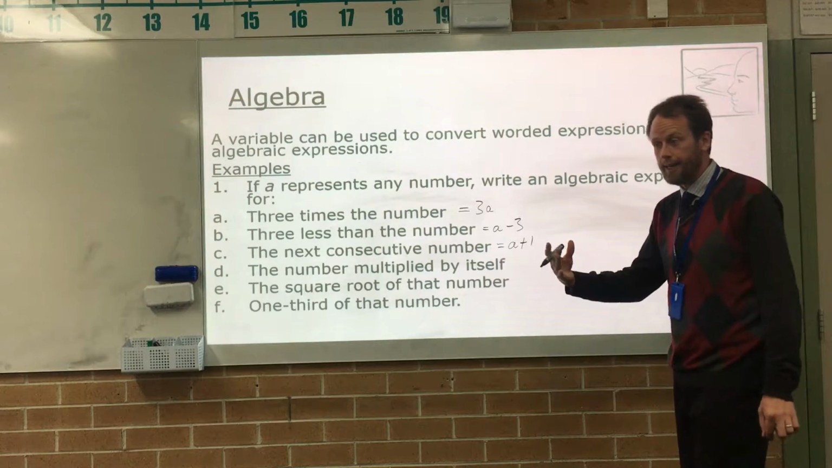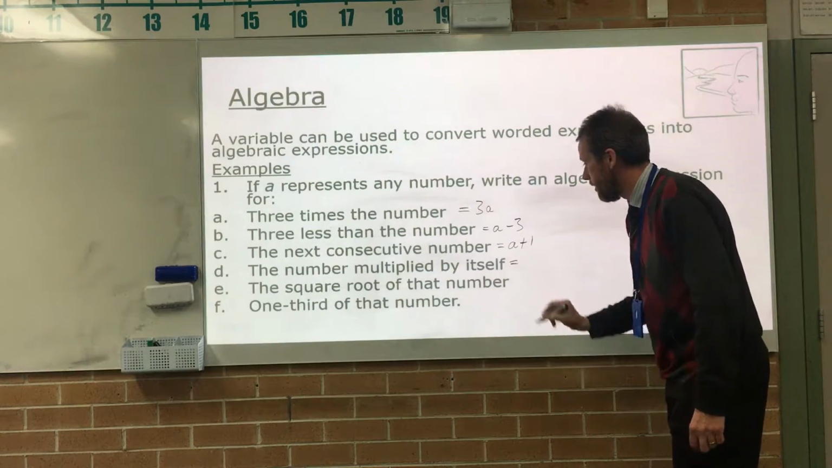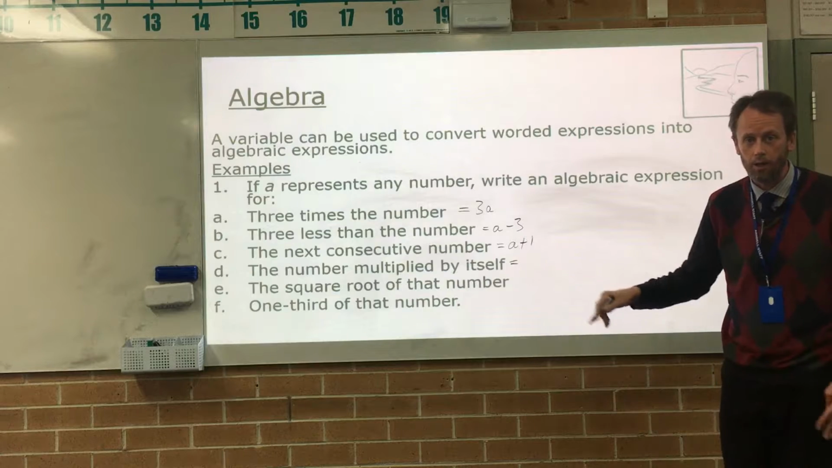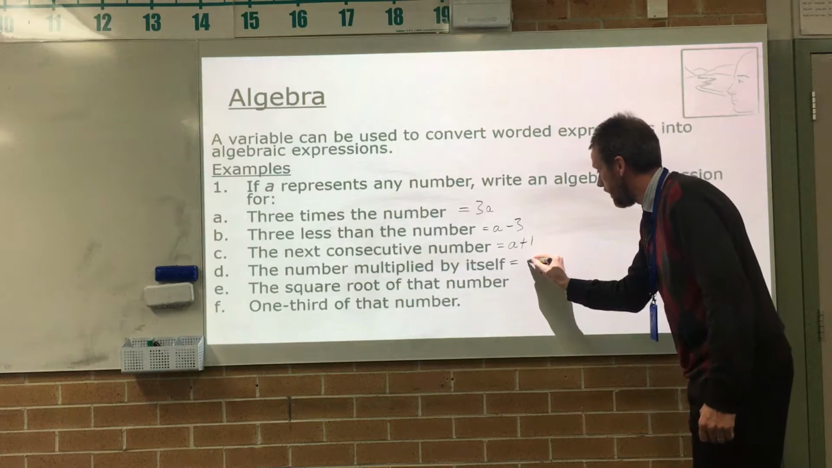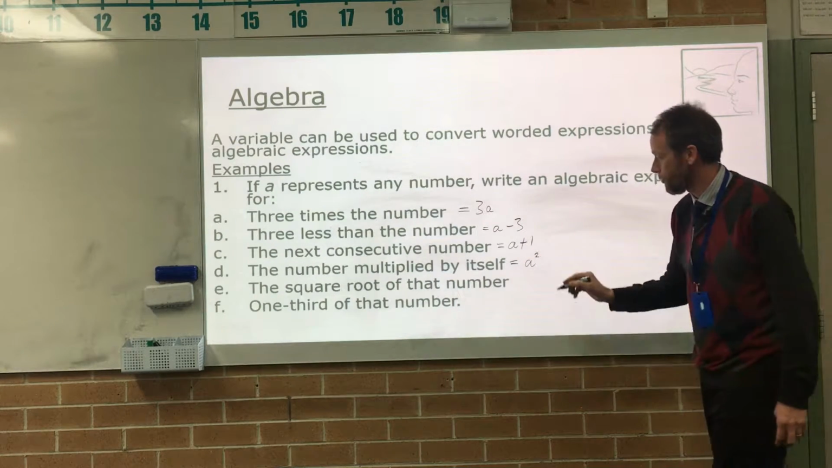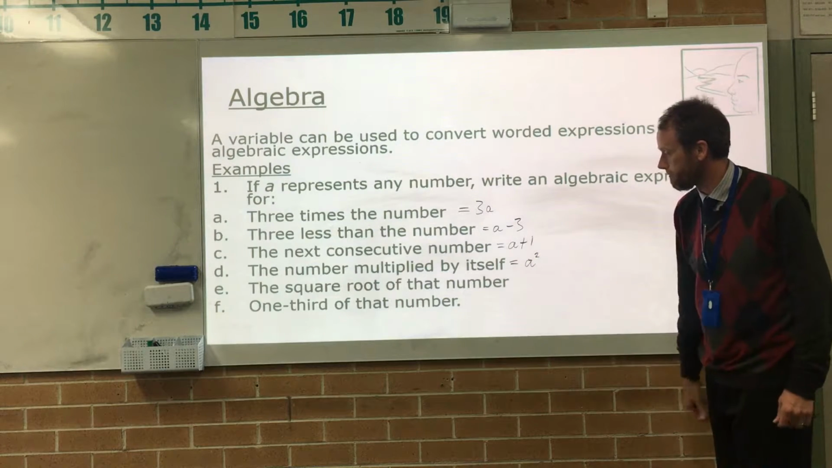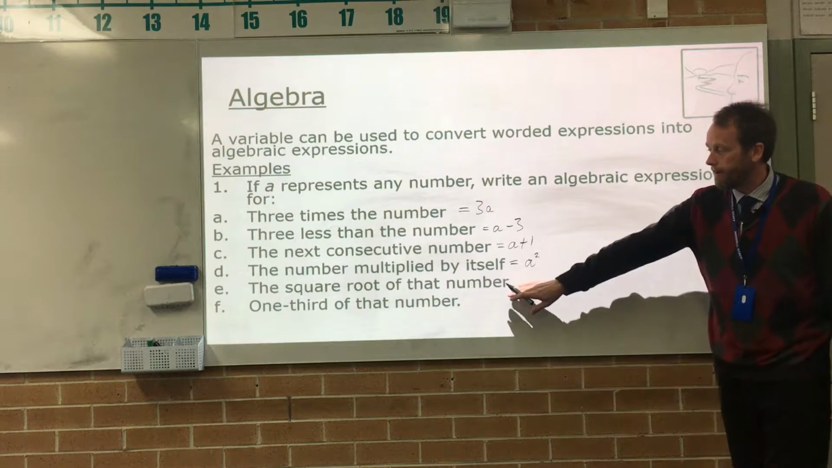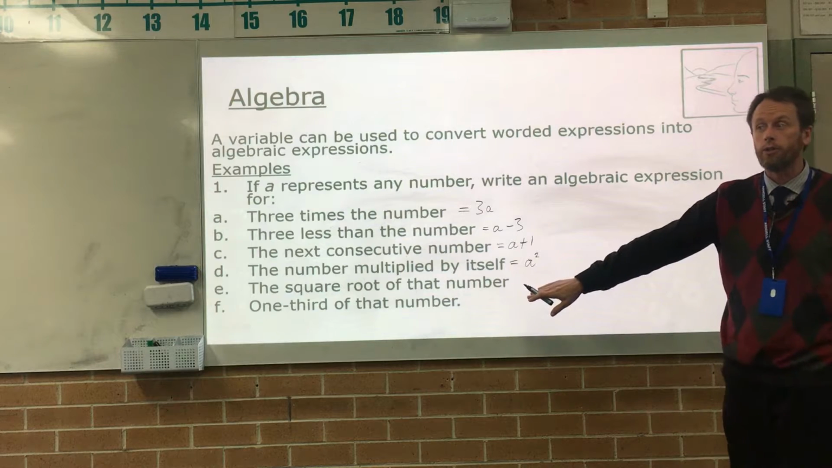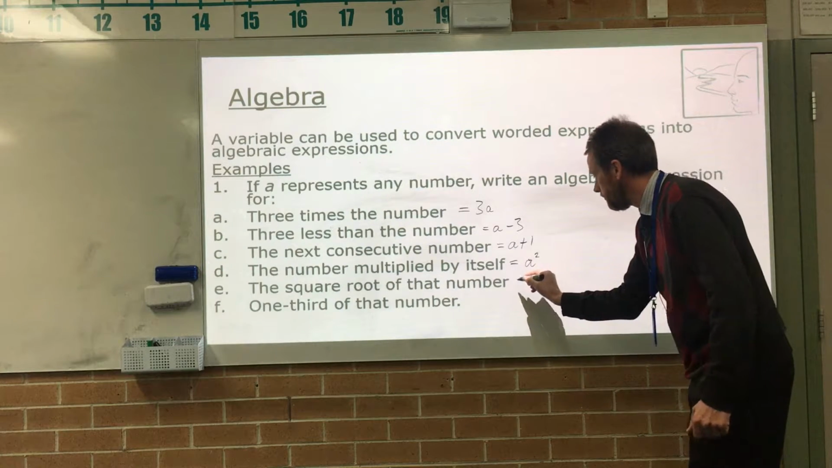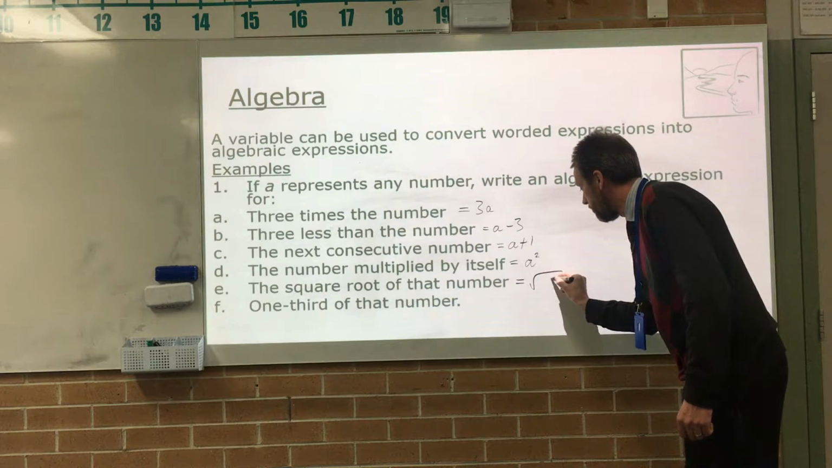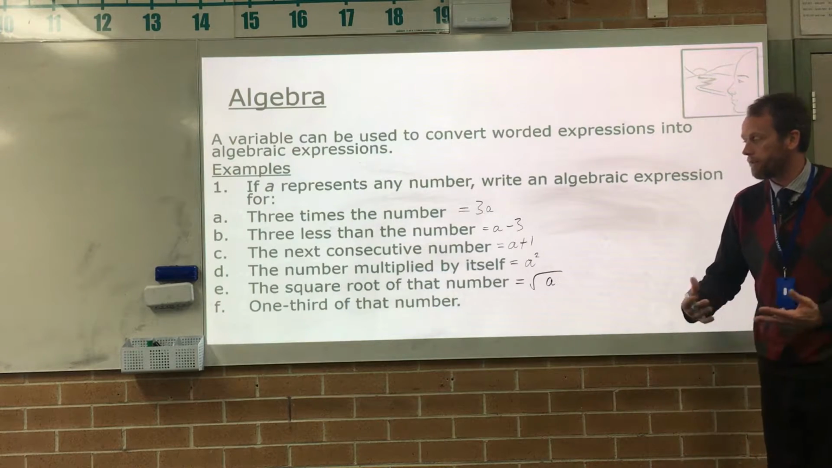As you saw in our little quiz to start with, what we had was a number multiplied by itself. That is the same as A squared. Just make sure it looks like an A. If we wanted to find the square root of a number, we use the square root symbol and just write the A inside.